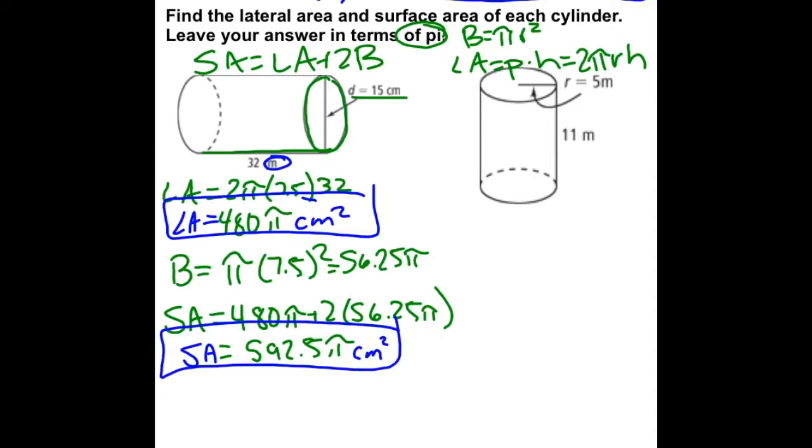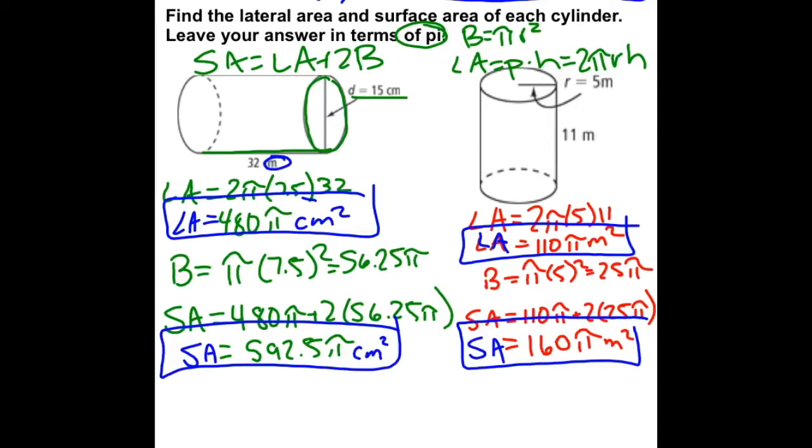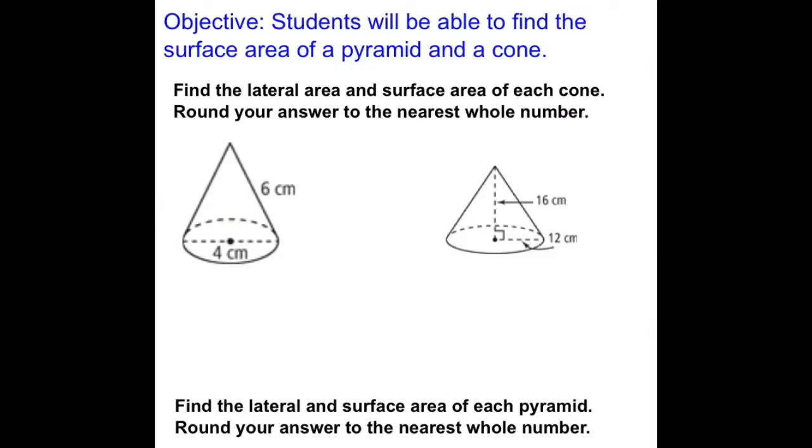We're essentially going to do the same thing on this next one. I want you to pause the video and try it on your own. And we end up with our final answers. Lateral area is 110 pi, surface area is 160 pi. And both of those have the label meters squared. So that's that first page where we talked about prisms and cylinders. After that, we moved on to talking about cones and pyramids.